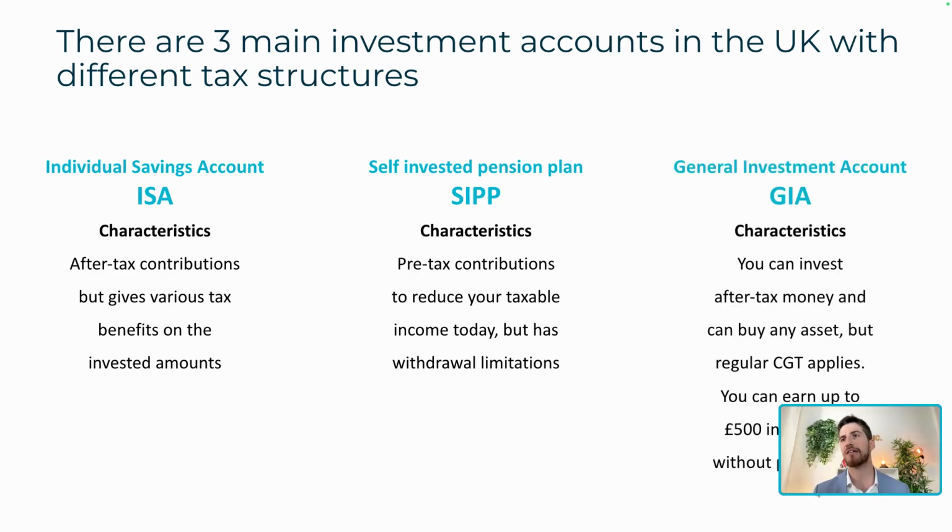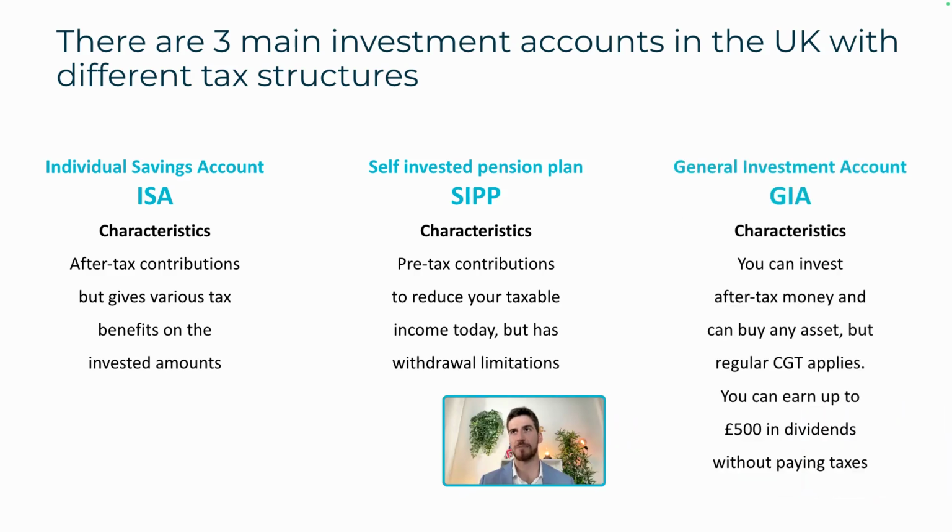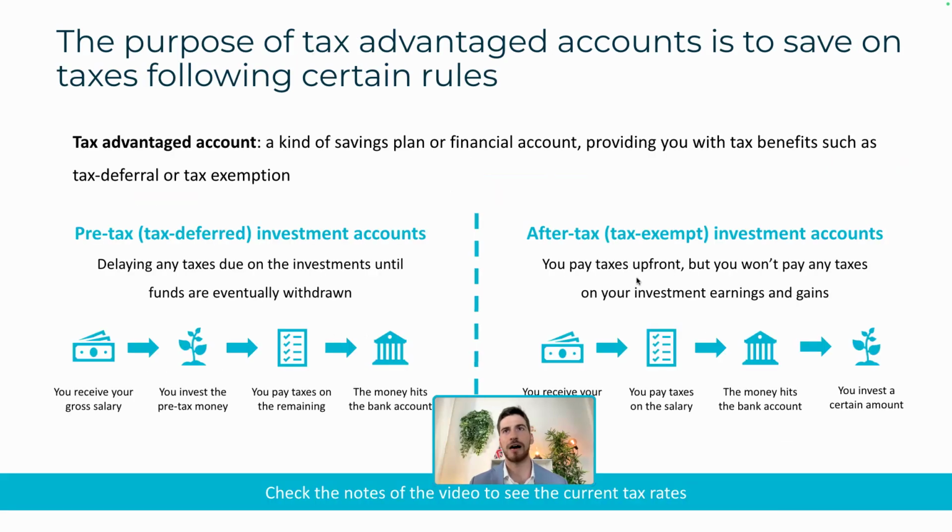Finally, you have the General Investment Account, the GIA. This is where you can invest after-tax money, exactly as the ISA, but you pay taxes. The only thing is that you can earn up to £500 in dividends without paying taxes, but that's a very limited benefit, so I wouldn't count too much on that. But the overall idea, SIPP, ISA, GIA, remember these acronyms? The idea is that ISA, GIA are here, SIPP is here.